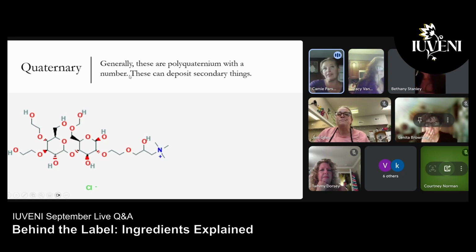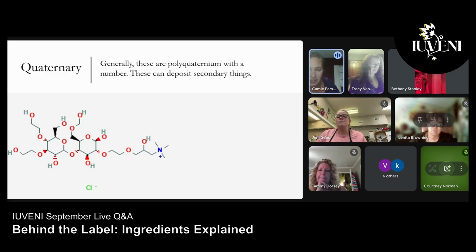What it means is polyquaternium or quaternary and then a number. The number is just who figured it out first. Which one was the first polyquat? Which was the second? Which was the third? And they tell you what they do. If you look up quaternary or polyquat in Wikipedia, it has the entire list that are currently being used and what they do. This is not a negative thing.